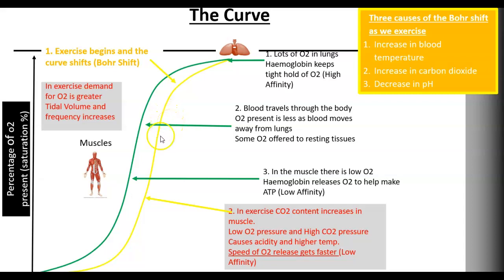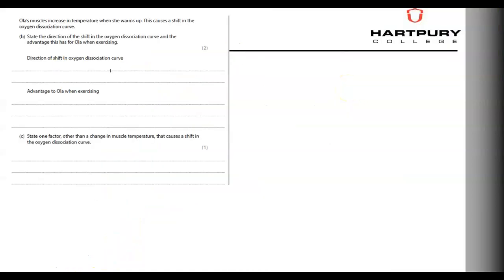As we move down the curve then, in the muscle we have low oxygen. Hemoglobin is releasing oxygen to help make energy, and that's within the muscles here. So that means low affinity. We're releasing oxygen, so the speed of oxygen release gets faster, and that's due to these 3 causes of the Bohr shift. Dr. Taco, to remember that. So, some exam questions that you may see.